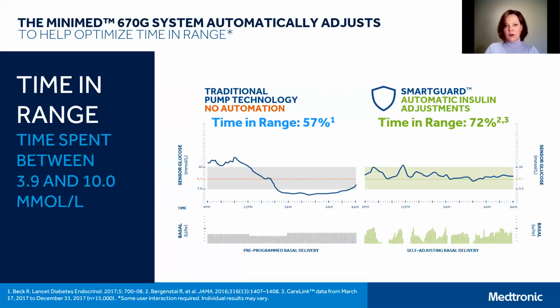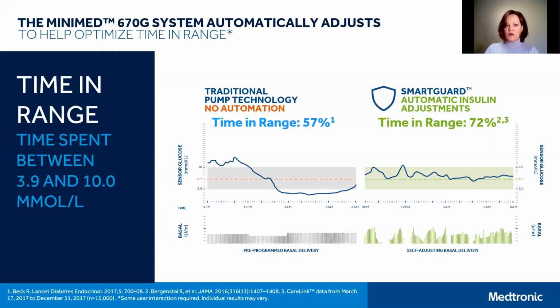If you look at the graph on the right, you're going to see the auto basal delivery noted by the green small bars changing every 5 minutes to keep your glucose within the time in range boundary as much as possible while aiming for the 6.7 millimole fixed target.